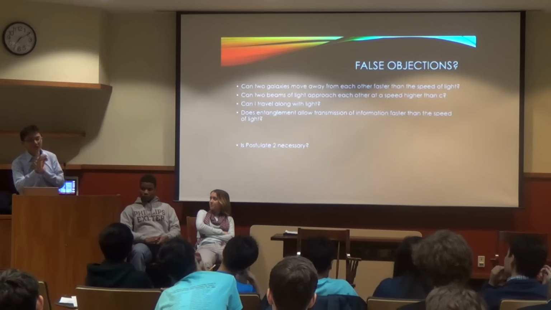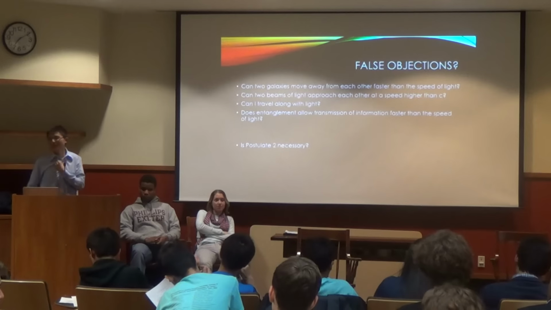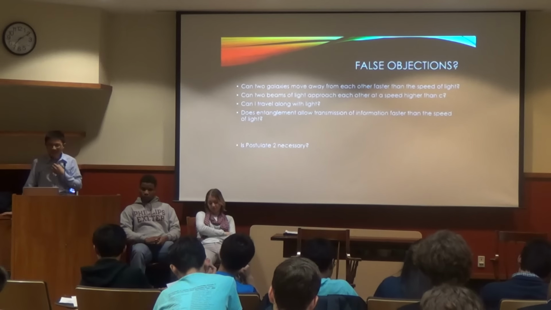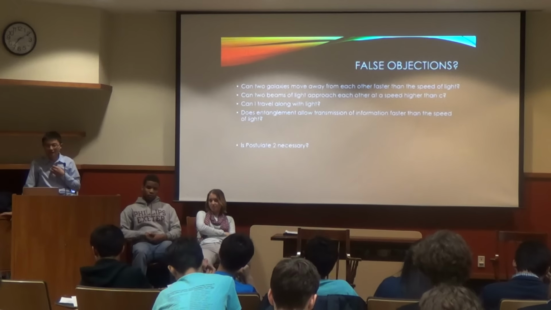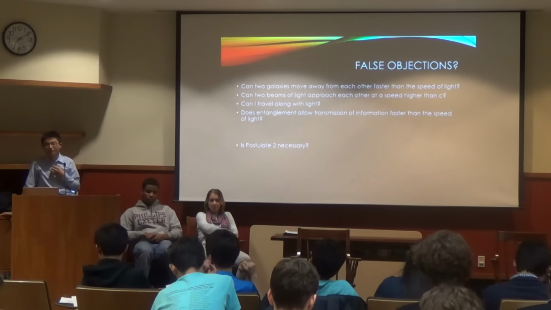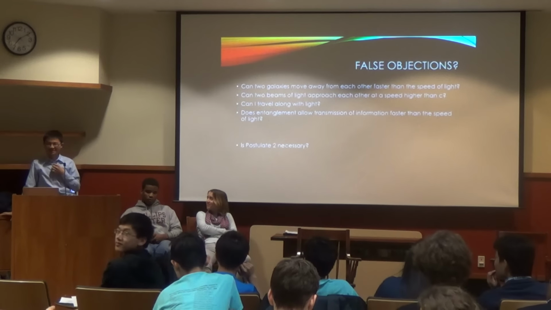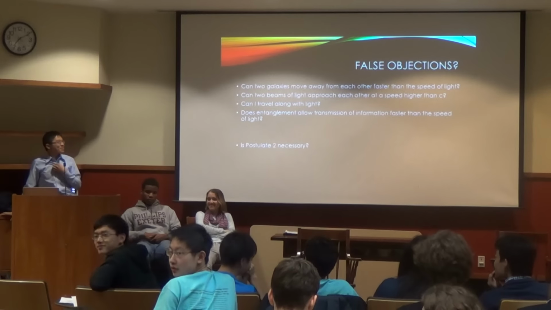But that doesn't actually explain the third question. Anybody has any idea of the third question? It's a very strange question. Can two galaxies move away from each other faster than the speed of light? Yes. Yes, you're right. Awesome.